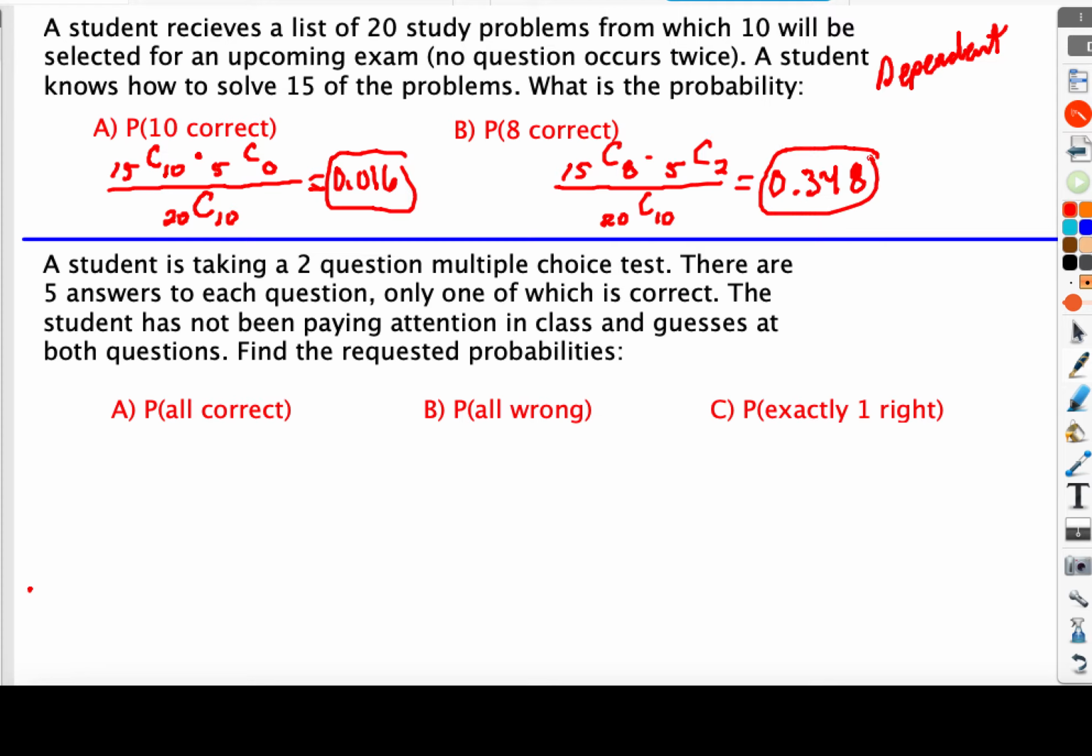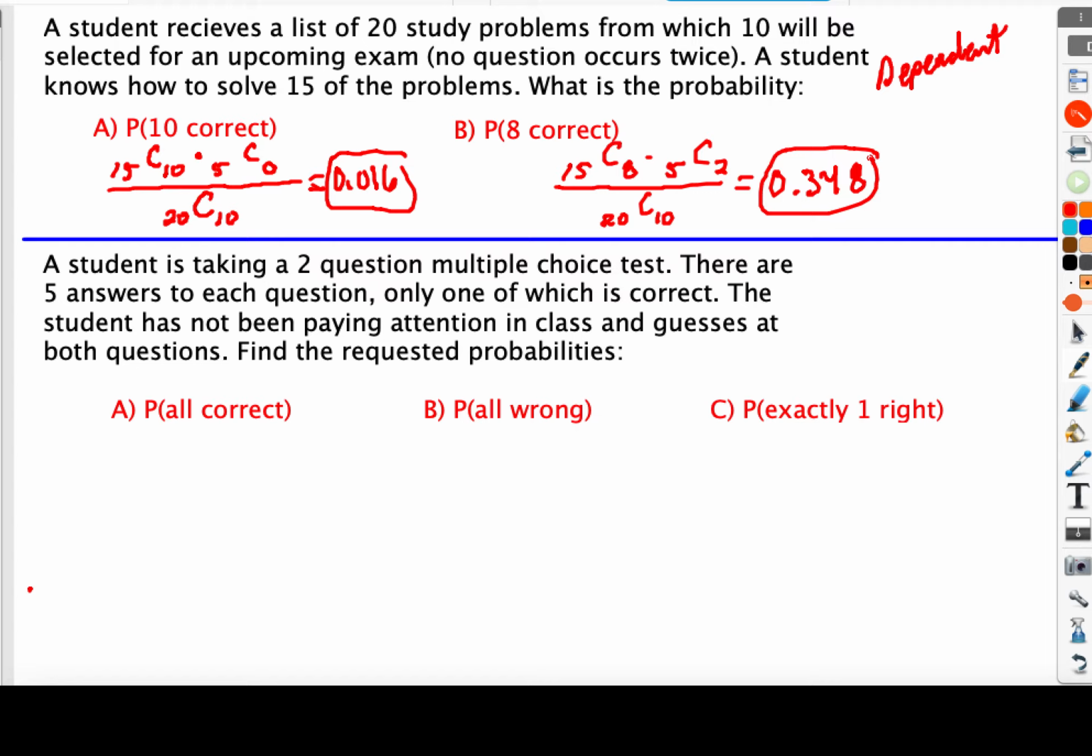Now, the question on the bottom is worded slightly differently. A student's taking a two-question multiple choice test. There are 5 answers to each question, only one of which is correct. The student has not been paying attention to class, so they're going to guess at all of them. Well, now that's a slightly different scenario. Now we're saying every question is independent of the next one. In the previous example, once we knew a question, that only left 19 other questions to make the exam out of. This time, we know nothing.